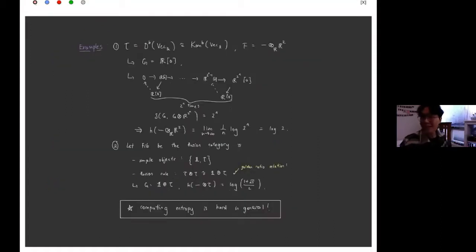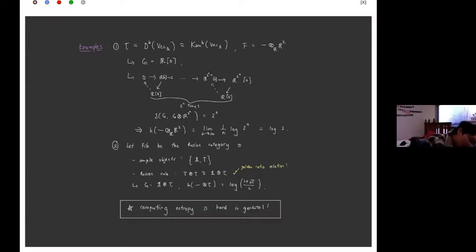And let's just compute a few examples so that we're all a little bit more comfortable with how one should compute an entropy. So for the first example, let's just work with the simplest one that we can think of, which is to take the triangulated category given by the derived category or the homotopy category of vector spaces. So in this case, if you're more familiar with this, this is really just the category of graded vector spaces, and Z-graded vector spaces in particular.